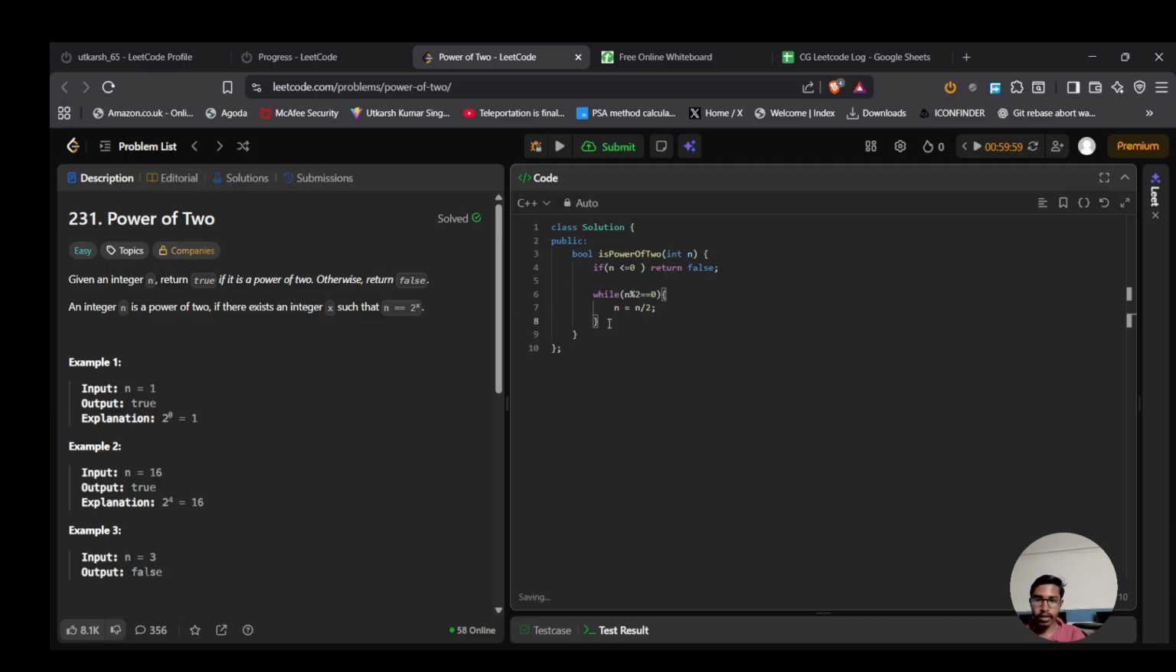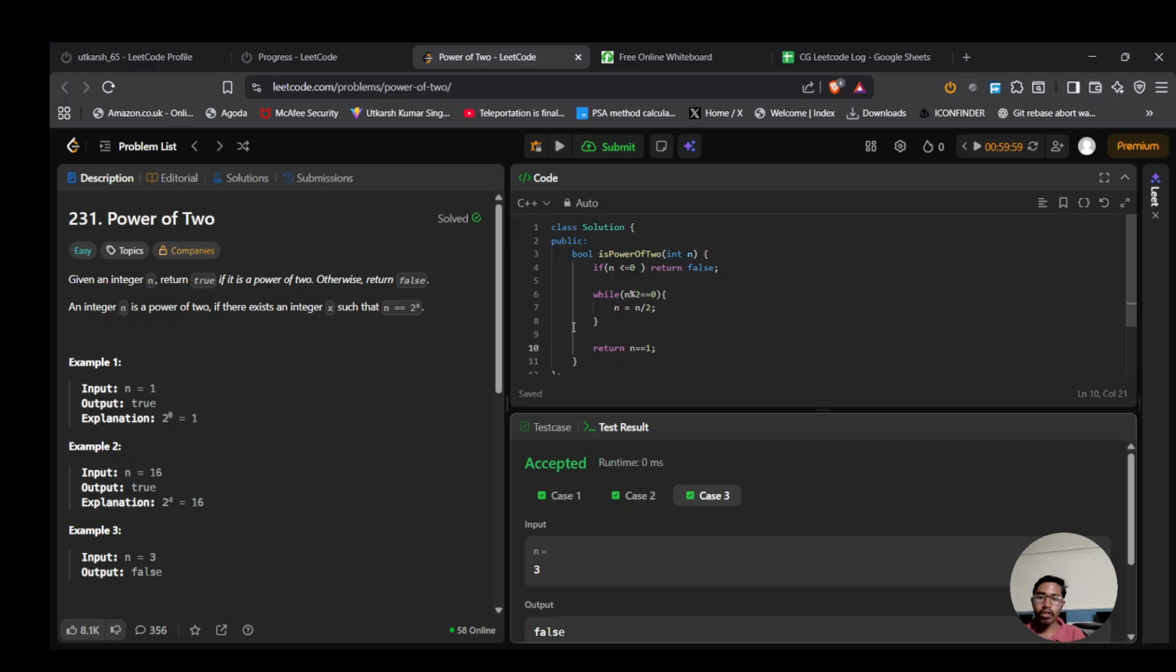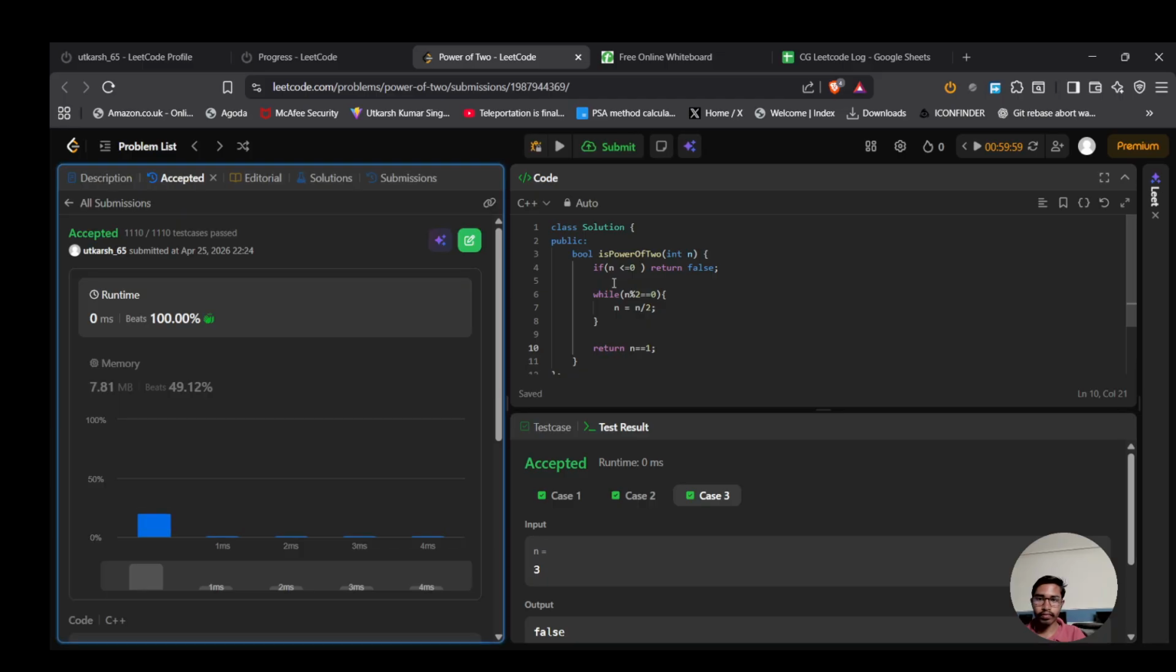And after this, we just need to return n equal to 1. And here our question is solved. Let's run the code. Here you can see all the test cases are running. Now we need to submit the code.